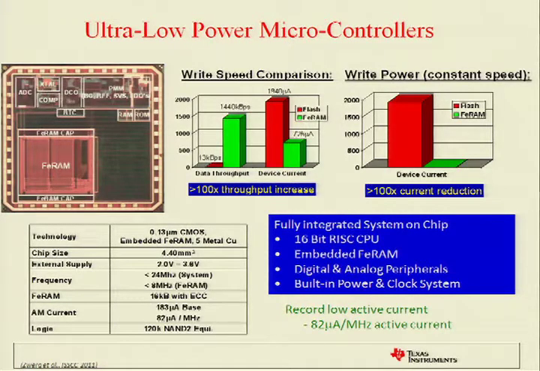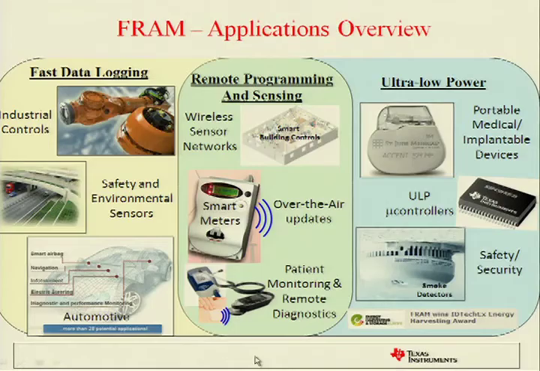So if you want to match the performance of what you had right now, this is a memory that offers in active mode about 100x current reduction when you're writing data. So this is right now the lowest power microcontroller on the market, and we continue to improve it, and there's going to be other versions coming out soon. So that's one specific application.